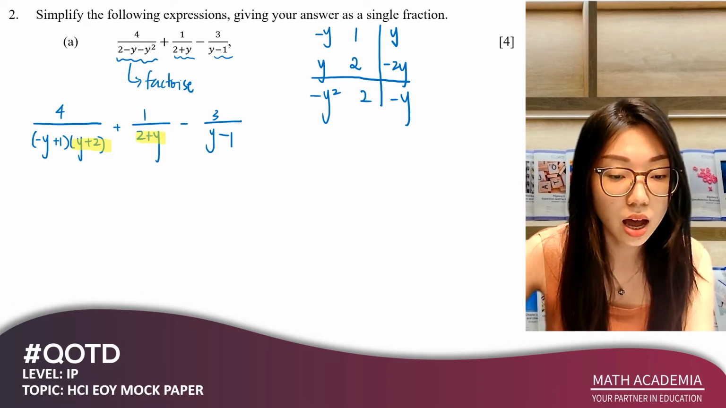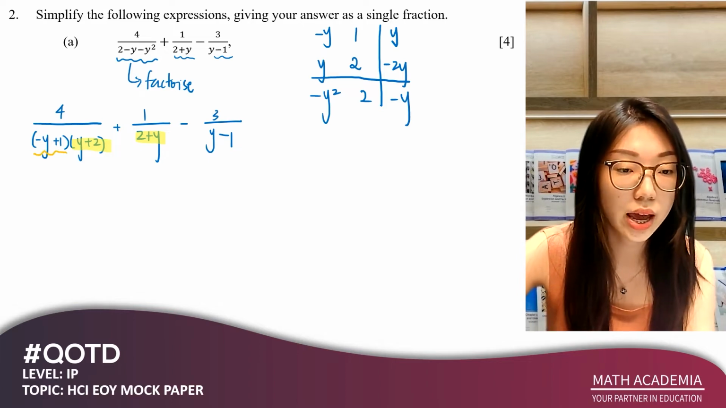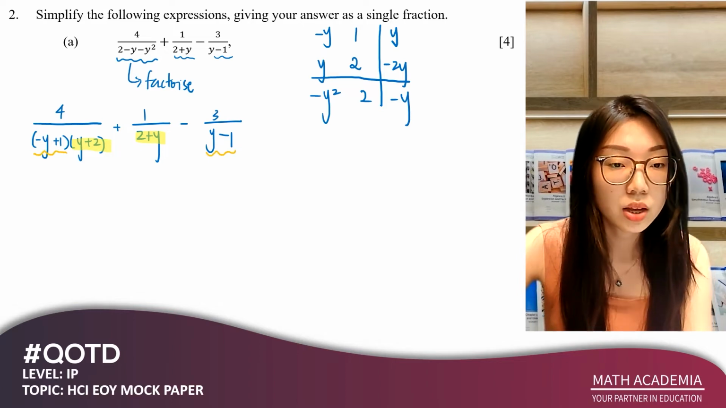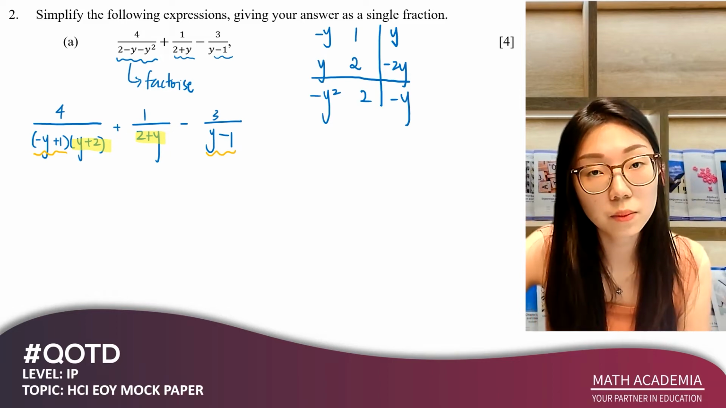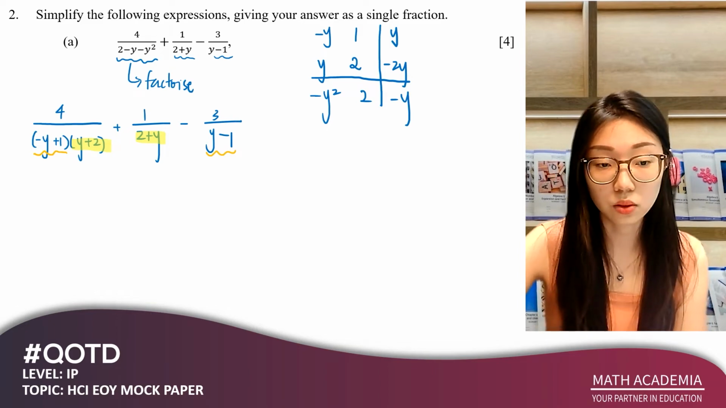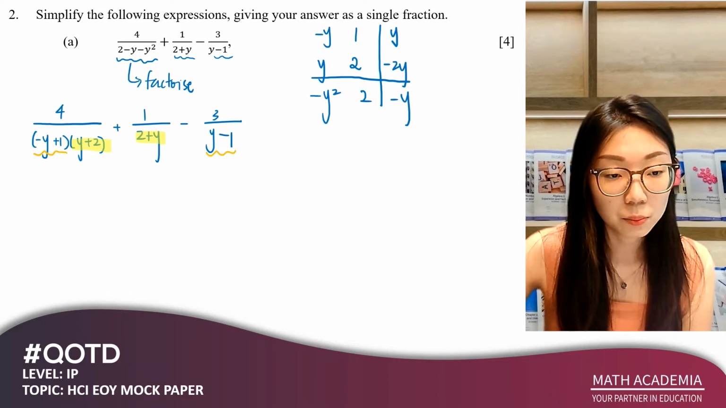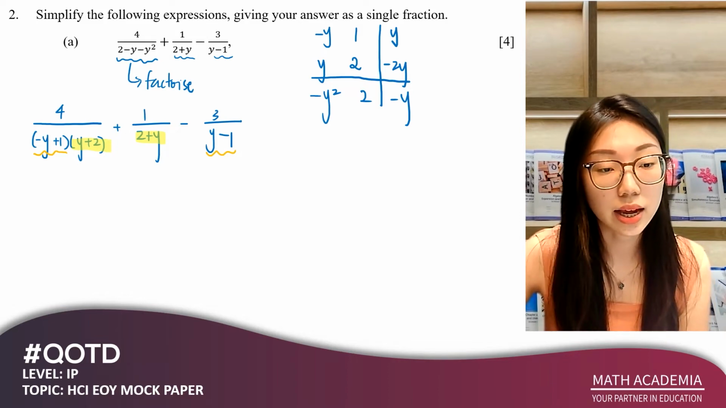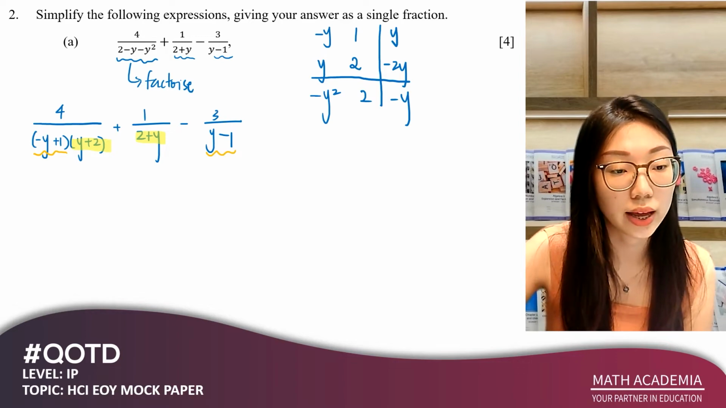Okay, but what's a little bit different would be negative y plus 1 and y minus 1. So even though the values of the terms are the same, the sign in front of them is not the same. Okay, so how do I flip the sign? I can bring out my negative sign. Okay, so when I bring out my negative sign, what will I have?